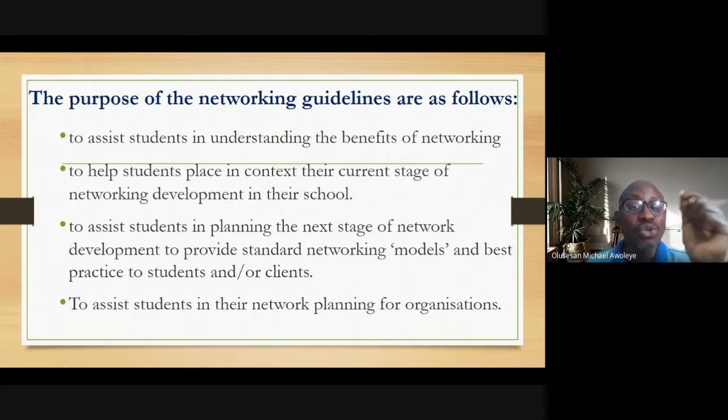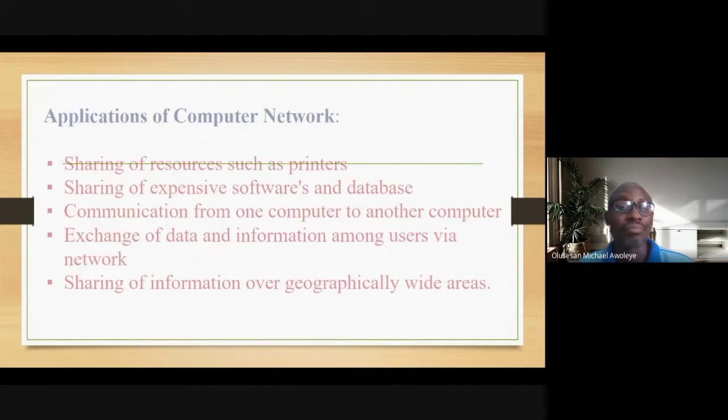Then to assist you in planning the next stage of network development, to provide standard networking models and best practice to students or clients, and then linking computers together to ease communication. Now, also to assist you in network planning in organizations, these are the key things which we are going to achieve in this presentation.